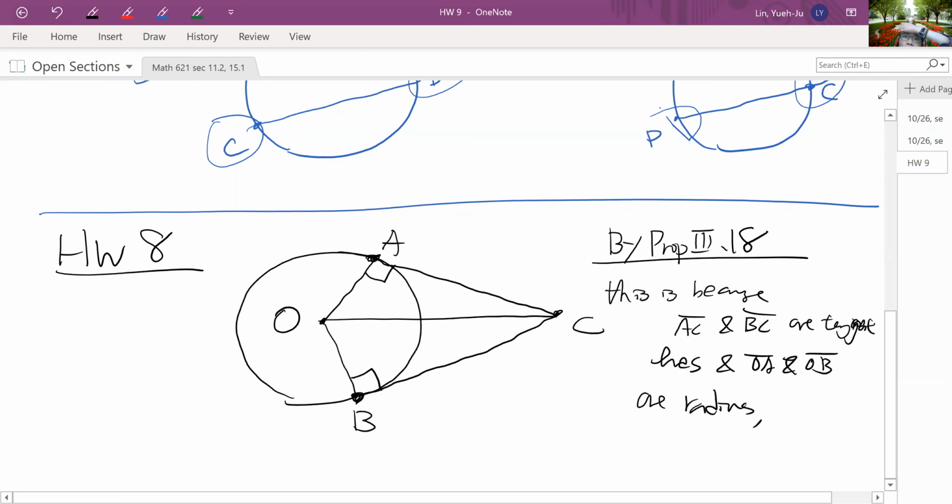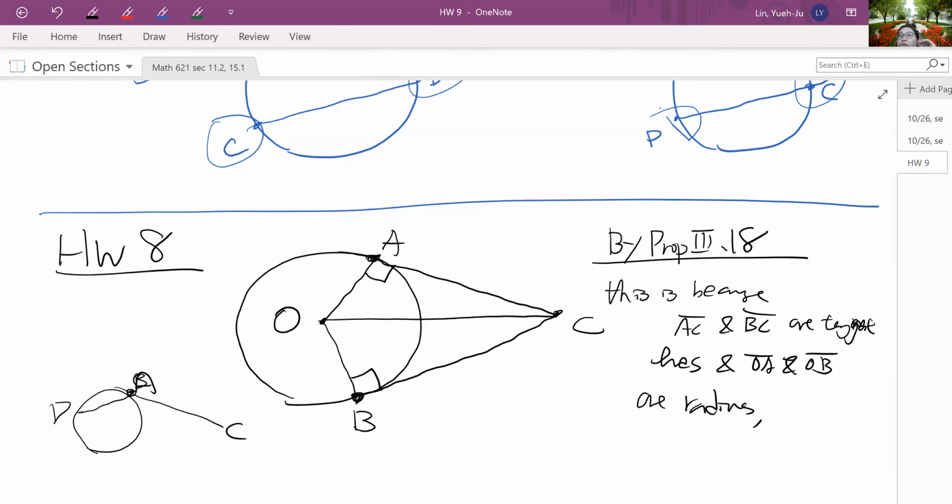So actually, when I grade the homework, some of you just tell me because they're tangent lines. Technically, that's not really enough, right? If you say you have a tangent line, but the other line is not a radius, for example, if you have CA and then something like a DA here, then of course it's not going to be perpendicular, right?